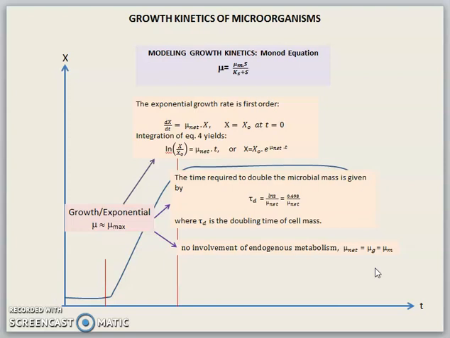What is endogenous metabolism? Endogenous metabolism refers to the stage where the microbes or cells are trying to survive, trying to repair themselves in order to survive. They use whatever they have in the surroundings in order to continue their living.